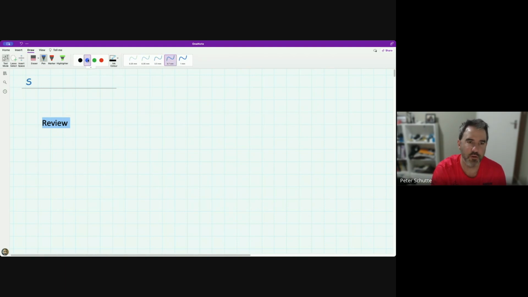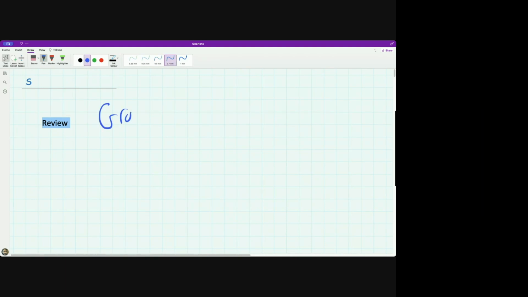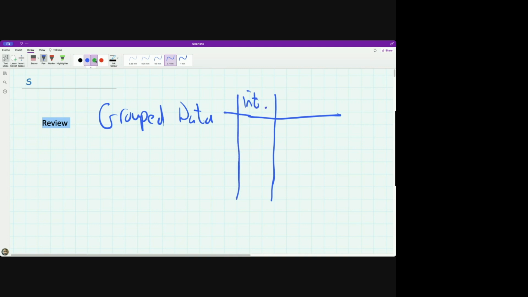I'm just going to do a review of what we've done recently. We've spoken about grouped data and how grouped data will often occur in tables where we'll have intervals over here. So maybe let's go from 0 to 10, 11 to 20, 21 to 30, 31 to 40, 41 to 50. And when we have the interval, we'll often have a frequency column that goes with that. And so maybe we'd have something like that.